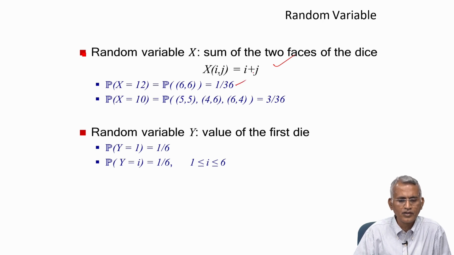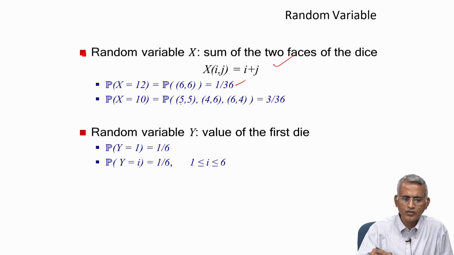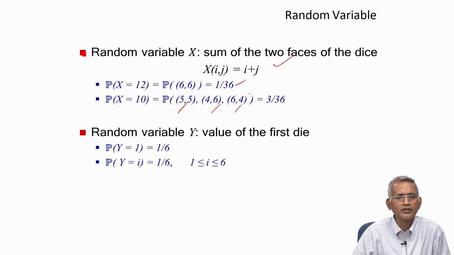Similarly, probability of x equal to 10, in the sense that throwing or rolling a die, the total number of outcomes comes to 10. The possibilities are only (5,5), (4,6), (6,4), totally 3 possibilities, therefore 3 by 36. So, that is the random variable corresponding to this experiment.